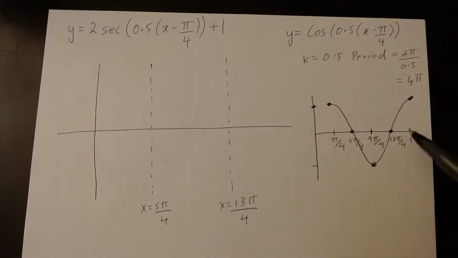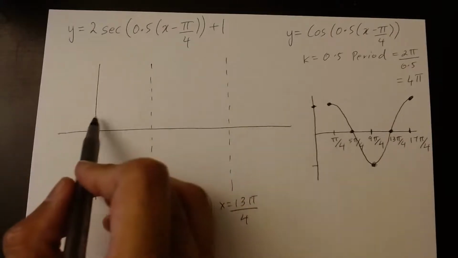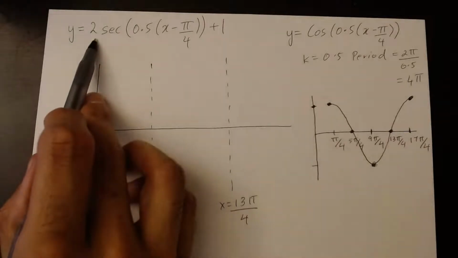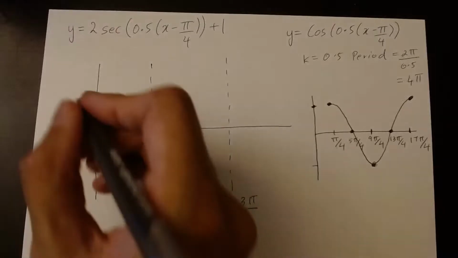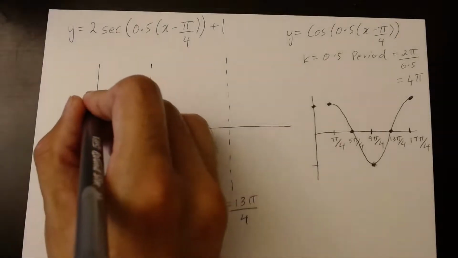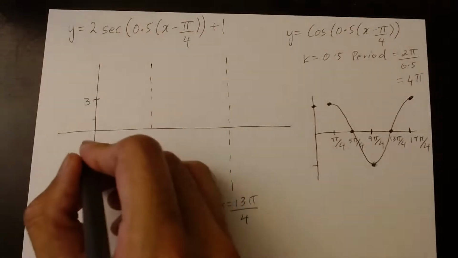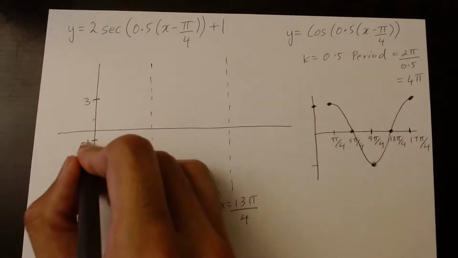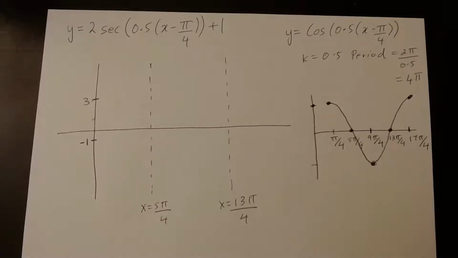And now I know that my equation of axis is positive 1 over here. I know my amplitude is 2. So that means my two y values, my key points, are 1 plus 2, which is 3, and 1 minus 2, which is negative 1. So these are going to be the y values of my maximums and minimums for this sec function.